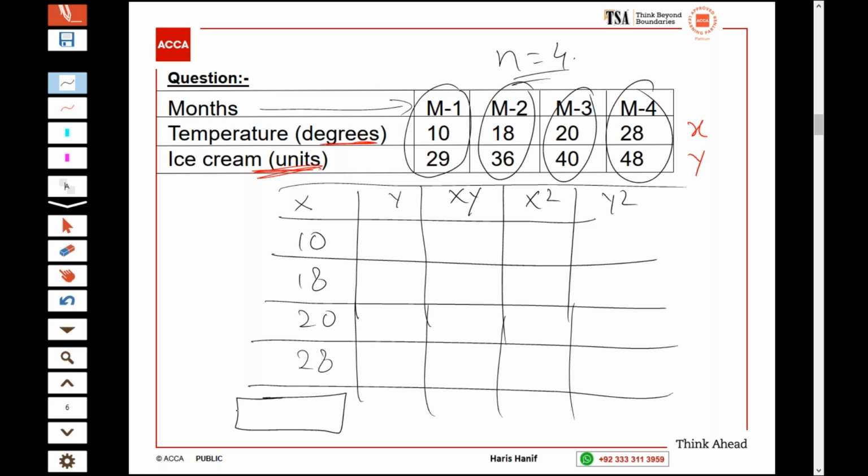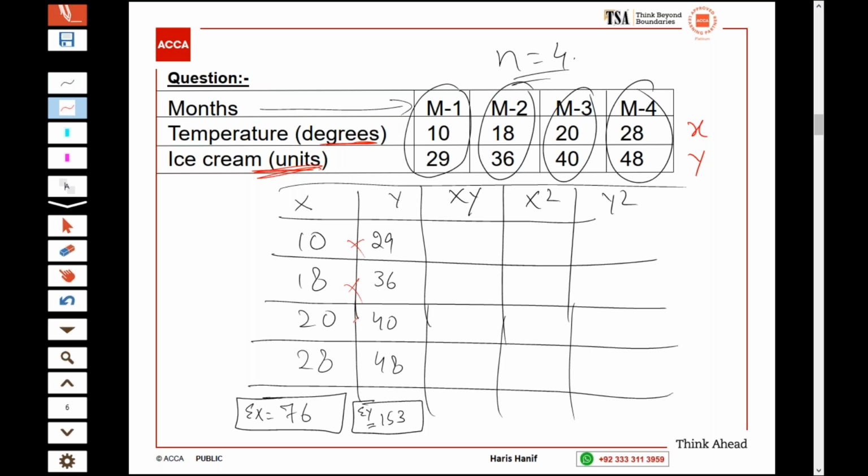Now this is known as summation of x. 10, 18, 20, and 28. This is 76. Now what is y? Y is 29, 36, 40, and 48. What is summation of y? 153.